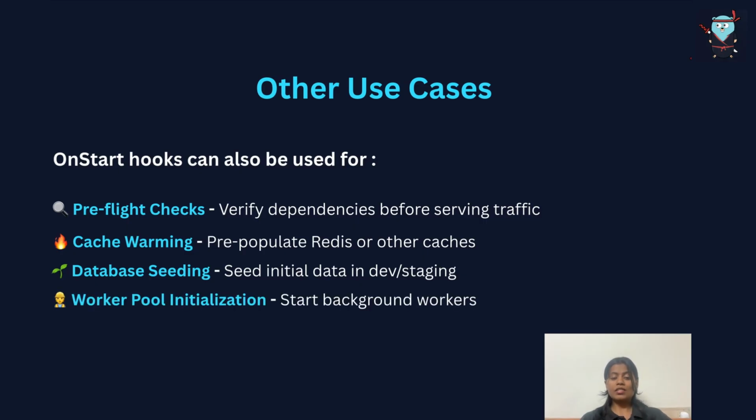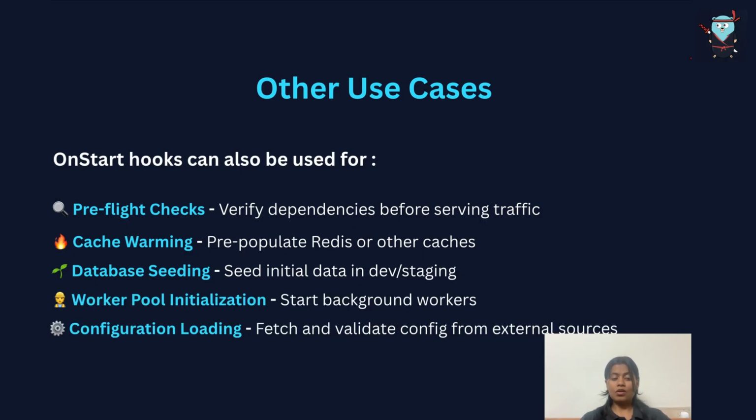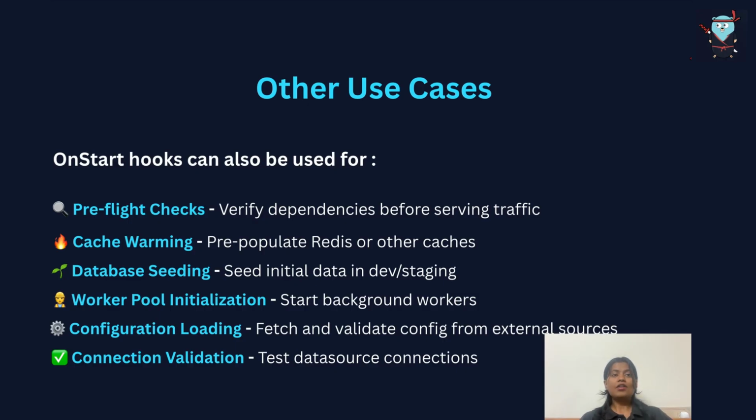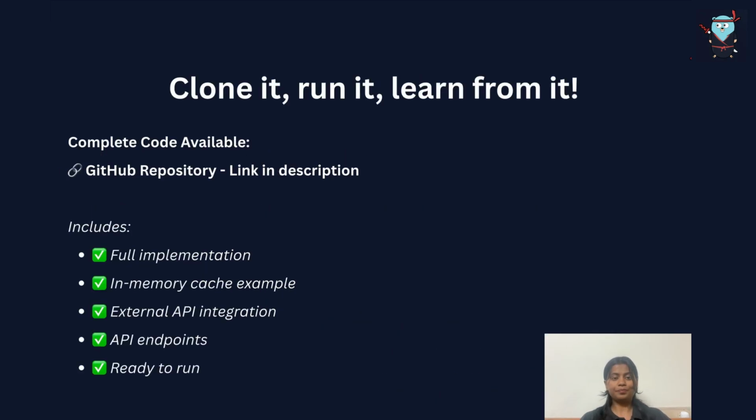Worker pool initializations, where you want to start background workers. Configuration loading, where you want to fetch and validate configs from external sources. And also connection validation, for testing data source connections that are not provided right now in GoFr. So if you add those data sources, you can test the data source connections in the OnStart hooks. Please note that in all of this, the pattern that you have to follow is that you use OnStart to access GoFr's context, and you can initialize whatever you need.